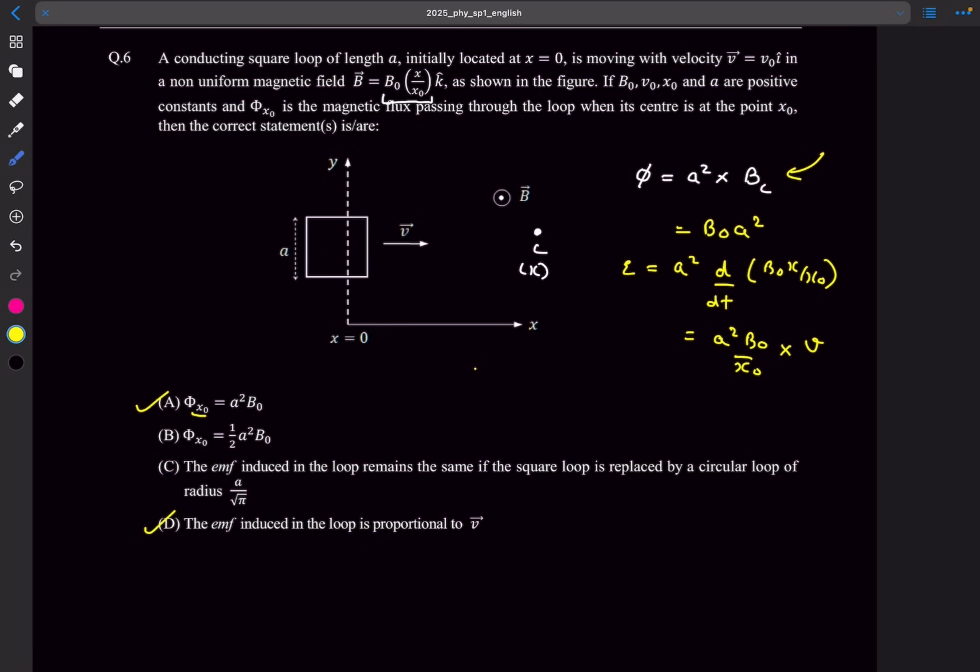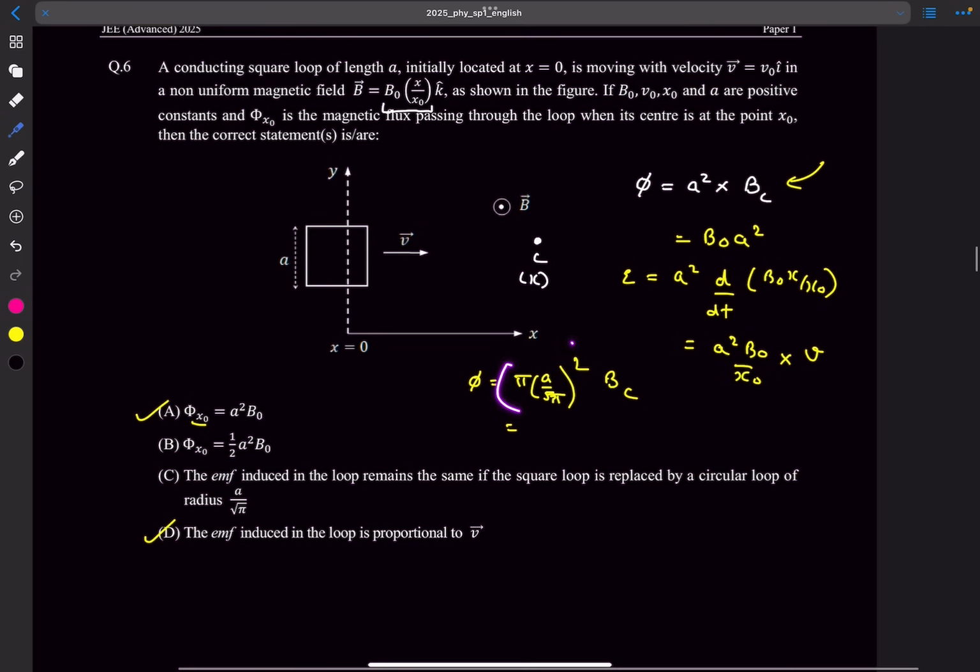In option C, they're saying the EMF induced in the loop remains the same if the square loop is replaced by a circular loop of radius a by root pi. So even in this case, the flux will be the area of the circle, which is pi r squared, times the magnetic field at the midpoint, which is going to be, let's say, B C itself. And here also, if you observe, the area turns out to be a squared, similar to the flux in this case. So option C will also be correct. Okay, so the answer would be ACD according to me.